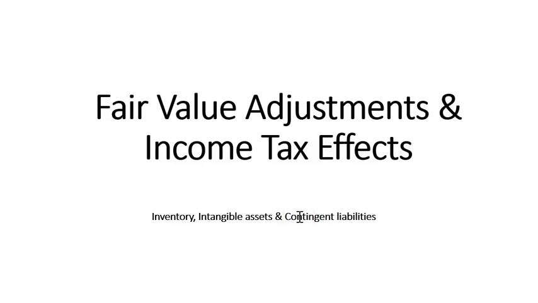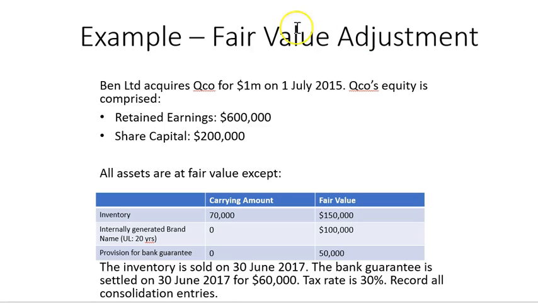Okay, so this video is also going to cover fair value adjustments and income tax effects, but this time we're going to focus on inventory, intangible assets, and contingent liabilities. So I'm going to jump straight into an example in this one and just focus on those three categories. All the more theoretical stuff that's necessary for this process I've explained in the previous two videos.